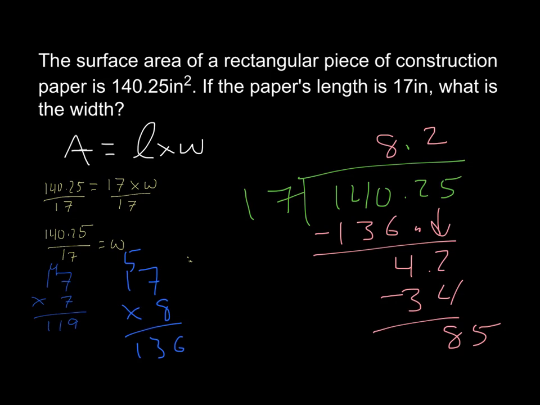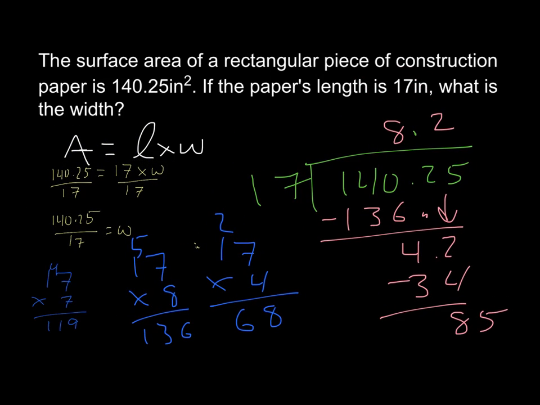And now I bring down the 5 for 85. I'm going to estimate again, rounding 17 to 20. So we'll do 17 times 4, because 20 times 4 is 80. And that gets me 68, and that's not quite where I need it to be. So we'll try another 17, which gets me to 85, which is right where I need to be. So 8 and 25 hundredths of an inch is my width.